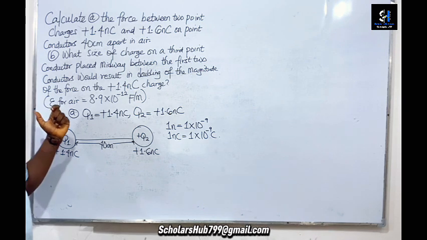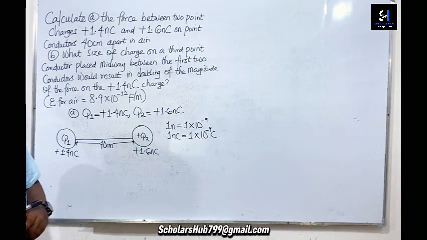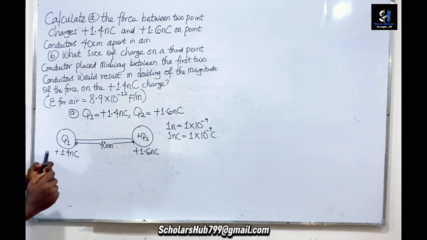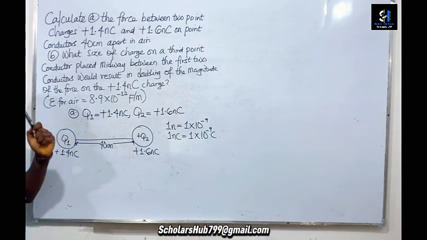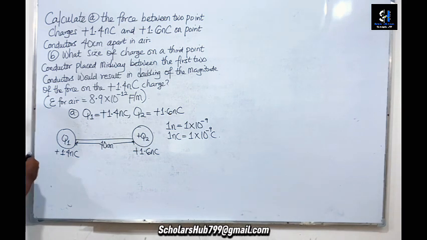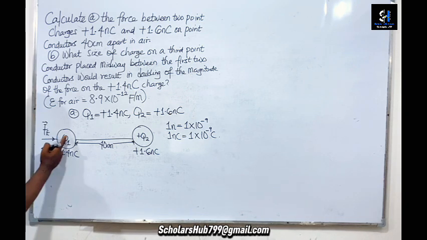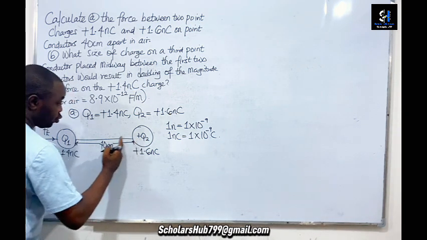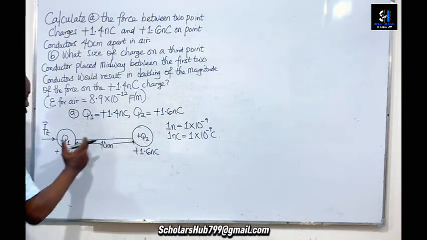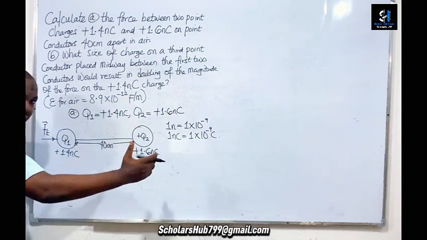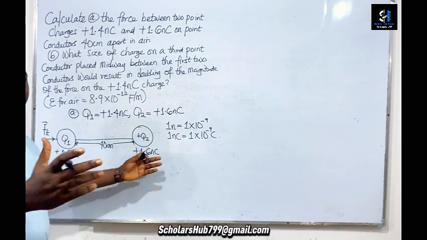That's why we have permittivity for air to be equal to 8.9 times 10 to the power of minus 12 farad per meter. Now, to calculate the magnitude of the force between the two positive point charges, let's say an electric force Fe acts on charge Q1 due to Q2. The magnitude of this force will be proportional to the product of the magnitude of the two positive point charges and inversely proportional to the square of their distance of separation.